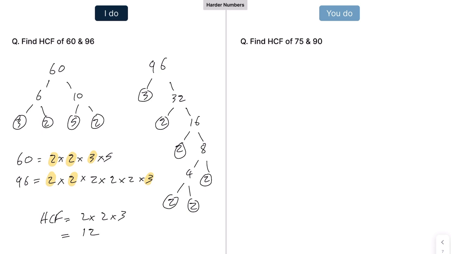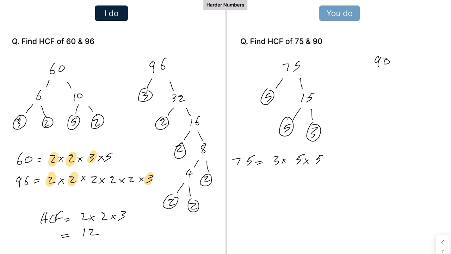And again, hopefully you've pressed pause and had a go at this one. So we've got 75 and 90. With 75, you can go with the 5 times table, 5 and 15. That's prime, so we circle it. That's going to be 5 times 3. And those are all prime numbers. So 75, as a product of its primes, is going to be 5 times 5 times 3.